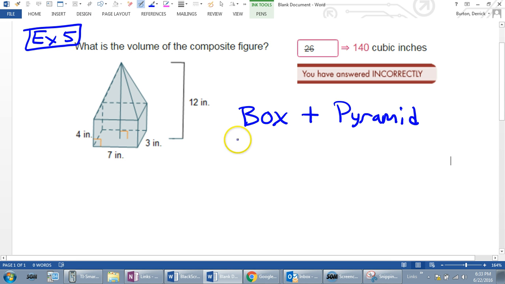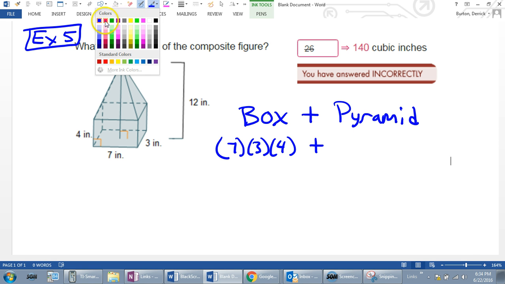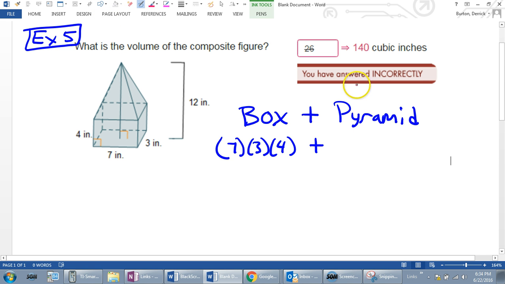The volume of the box is just going to be length times width times height. So that'll just be 7 times 3 times 4. Whoops, I didn't mean to put equals. I meant to put plus. Now remember, the formula for the volume of a pyramid is 1/3 area of the base times the height.